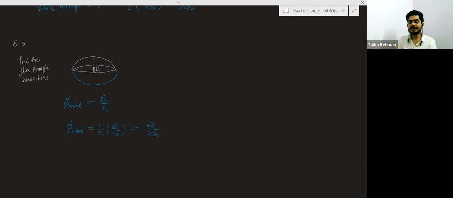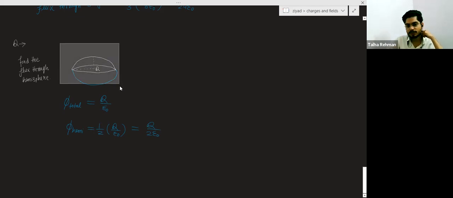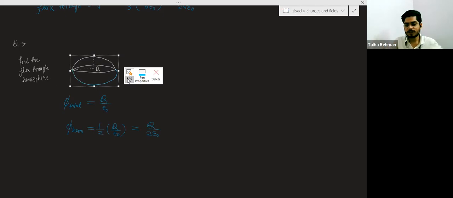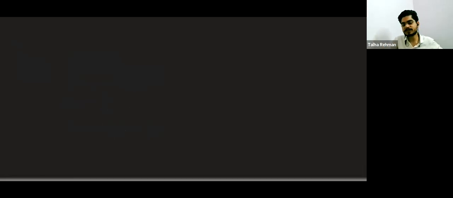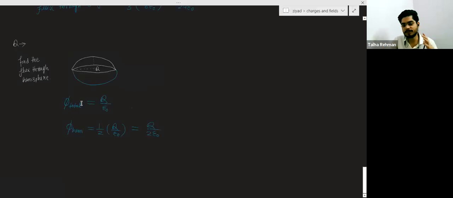So why have I done this? Because according to the Gauss law, you always have to make a closed surface with respect to charge. Here I have made a closed surface. Now a sphere is a closed surface, and the total flux coming out of the sphere is q by epsilon naught. We have to calculate the flux through this hemisphere. This will be half of the total.